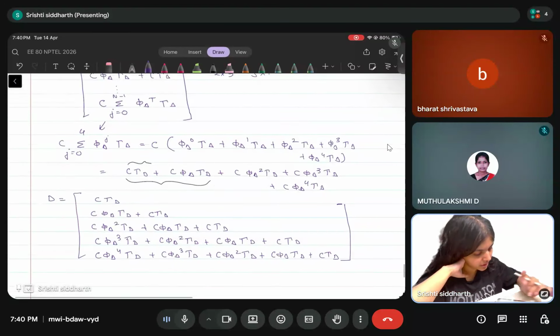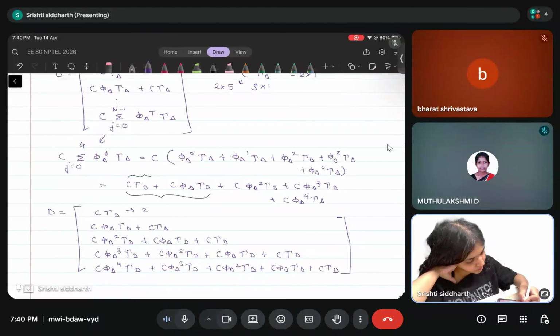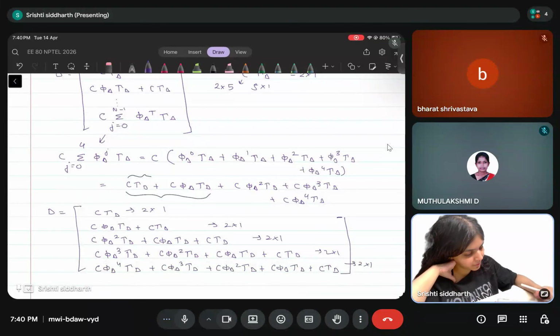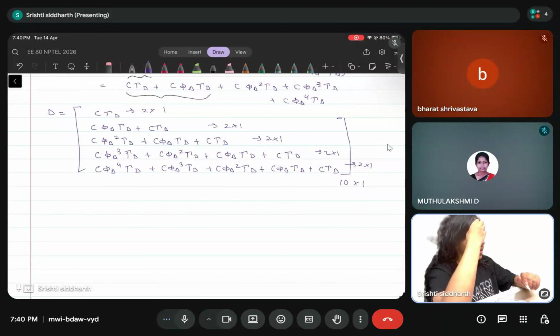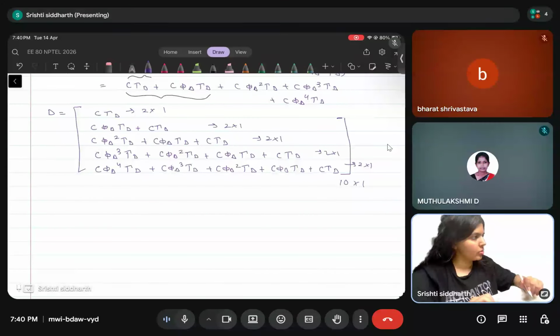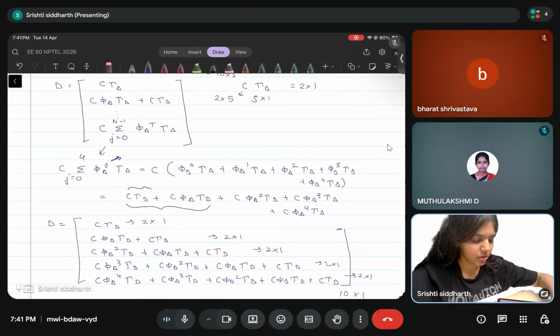So C gamma delta is 2 by 1. So we have 2 by 1 here and 2 by 1 here. 10 by 1, let's check. Yeah, so this is of size 10 by 1. I think in the lecture notes there is a mistake. It's not capital T, this is J. So let me just check once.